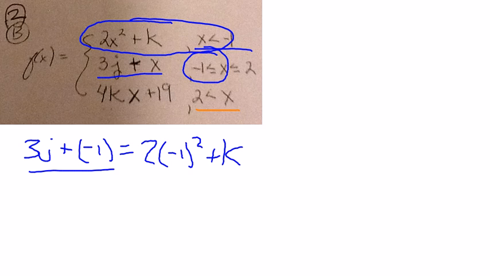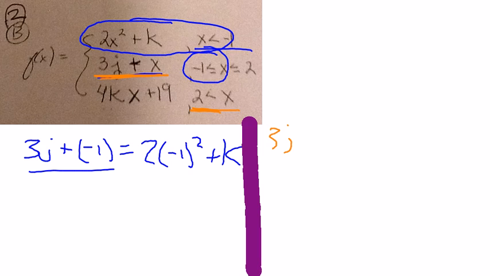Now I'm going to look at my second set of equations. So now I'm looking where x is 2. So again, I'm going to need to use this function again. And let's go ahead and make myself a little divider here. Okay, so now we'll do the same thing. So we get 3j plus x. This time x is 2, so 3j plus 2 equals 4k. x is 2, remember, so substitute that in, plus 19.